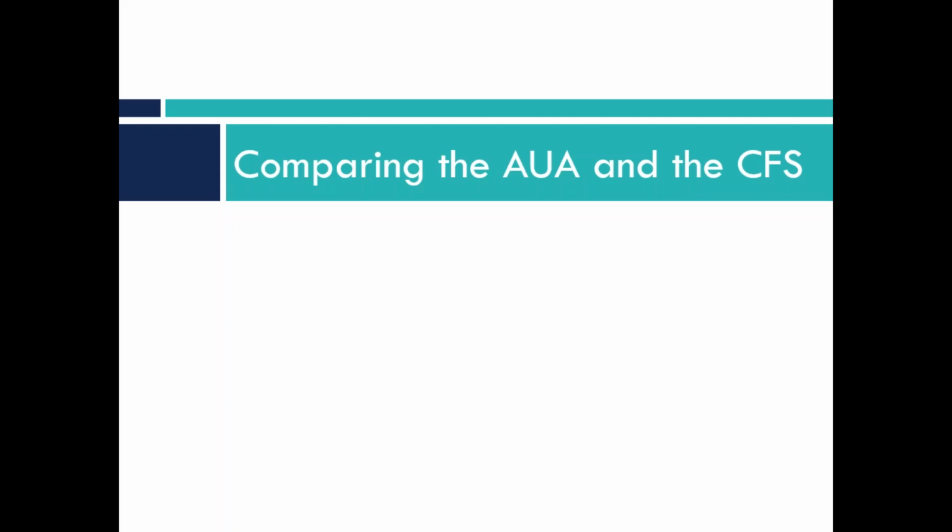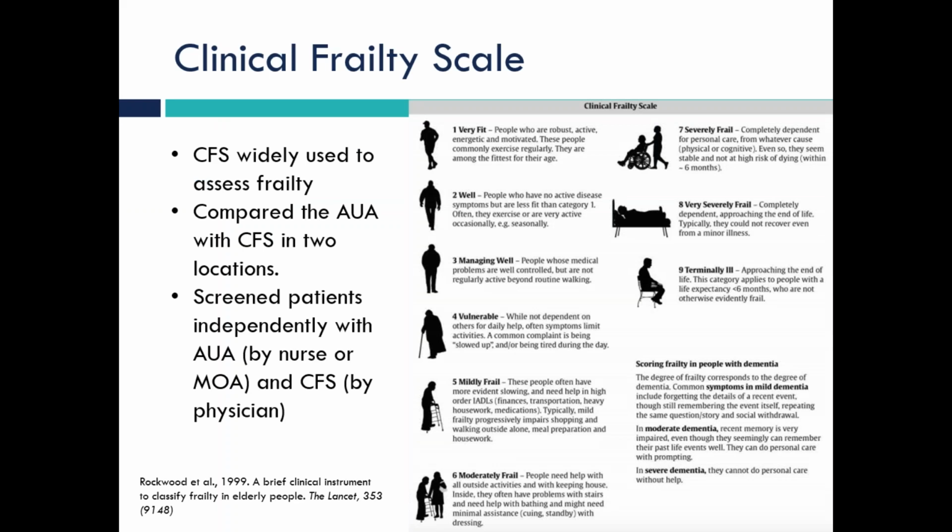Thanks, Jacoby. So the AUA, the preliminary screener, was developed and tested by the Consortium, but we wanted to do a little bit of testing ourselves in our own study contexts. And so we did a small study where we compared the AUA with the clinical frailty scale, which was developed by Ken Rockwood and colleagues, and it's been quite widely used as an assessment of frailty.